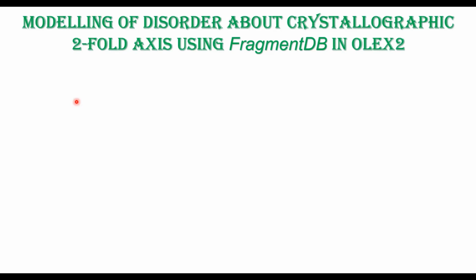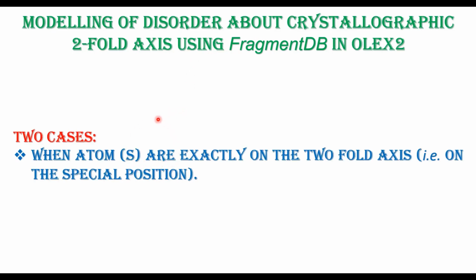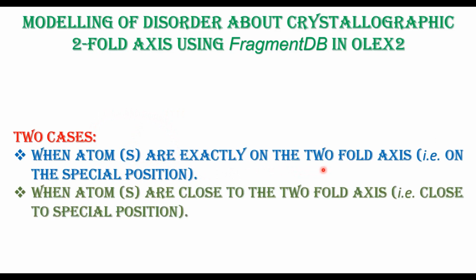Hello everyone, welcome to this video tutorial on modeling of disorder about a crystallographic two-fold axis using the FragmentDB in OLEX2. Generally, there are two types of cases. First, when an atom or atoms are exactly on the special position. And secondly, when the atoms are lying close to the special position. So let's come to the tutorial part first and then we will explain it later during the tutorial.